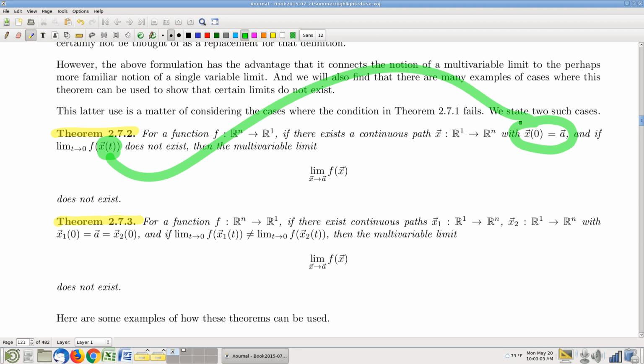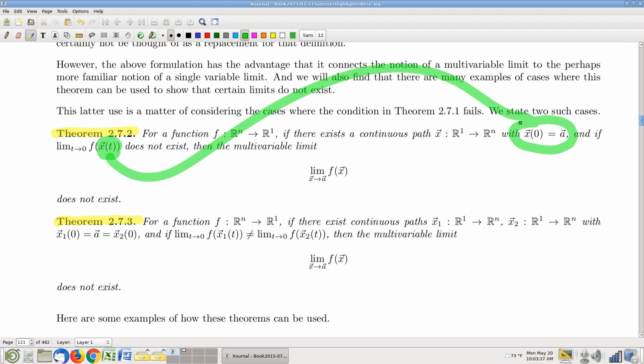Why not? And let's try to relate the idea of the multivariable limit to what's happening along that path. As t approaches 0, our parametric curve is approaching A, and that's what we're trying to understand: the limit as x approaches A. So you might say that when you parameterize a curve through your point A, you're looking at one point of view on that multivariable limit.